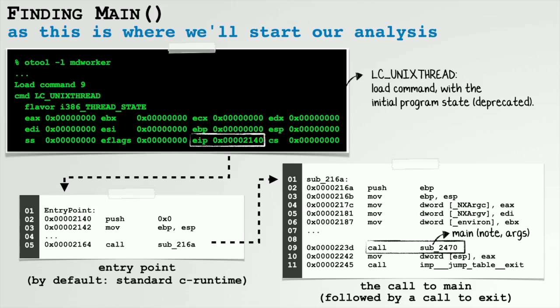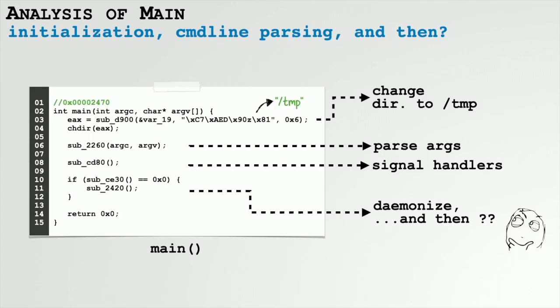However, if we trace through this code, eventually we find the call to main. And we know it's main for several reasons. If we look at the arguments, they contain the standard argv, argc arguments that are passed to the C main function, and it is also followed by an exit. This is kind of the standard way that main is invoked. So now we have the malware's main function. This is where the malware authors begin their logic.